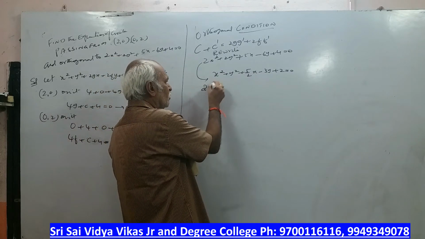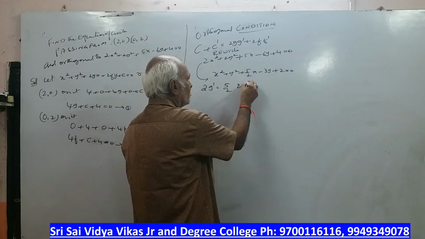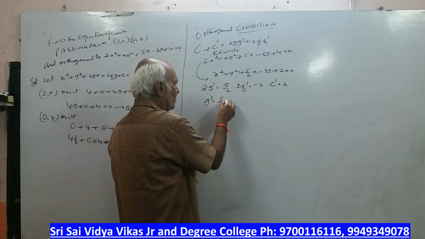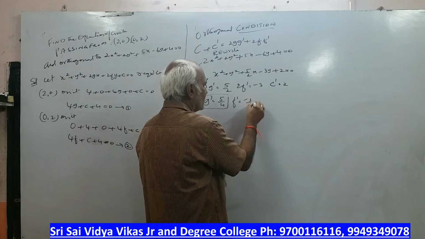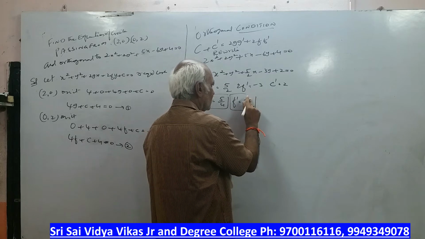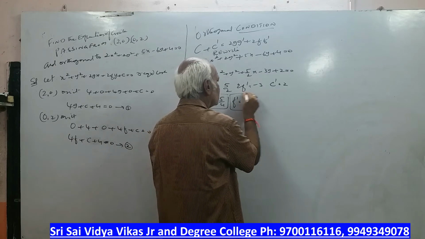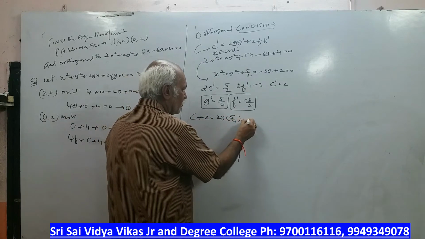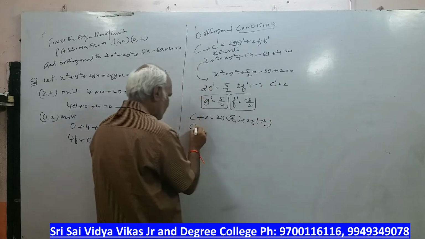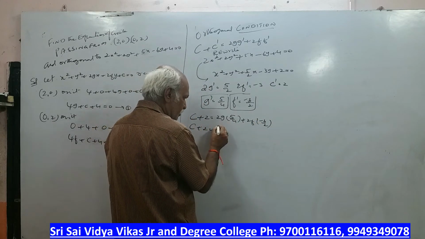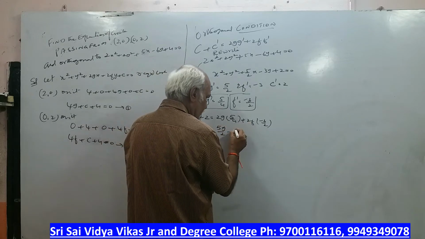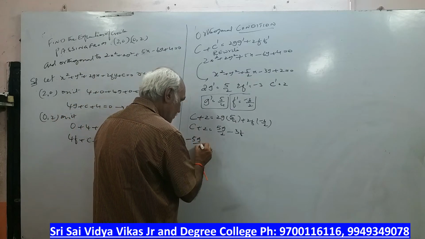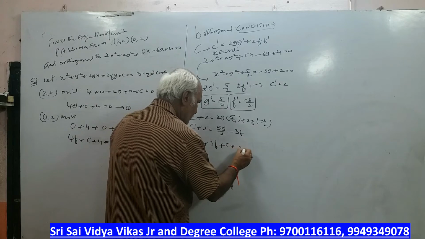Now, 2g dash is equal to 5 by 2, 2f dash is equal to minus 3, c dash is equal to 2. So g dash is 5 by 4. What is f dash? Minus 3 by 2. Right? Therefore, c plus c dash is 2g into g dash, 5 by 4, plus 2f into minus 3 by 2. c plus 2 is equal to 5g by 2 minus 3f. I am cancelling the twos, sir. Bring the term this side: minus 5g by 2 plus 3f plus c plus 2 is equal to 0.